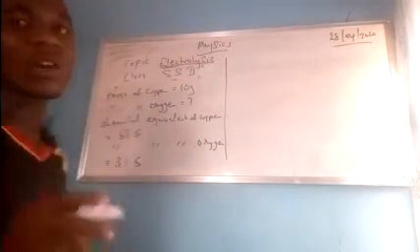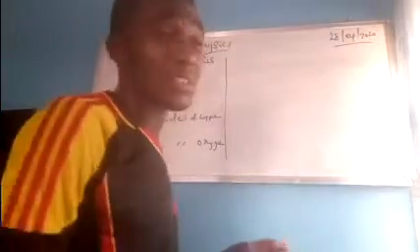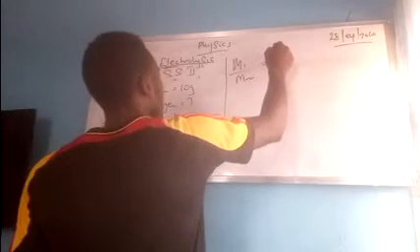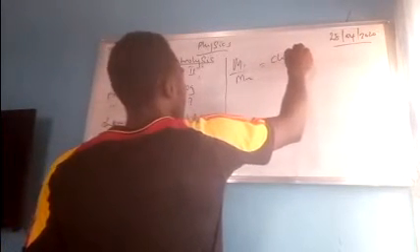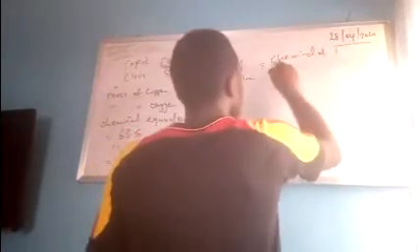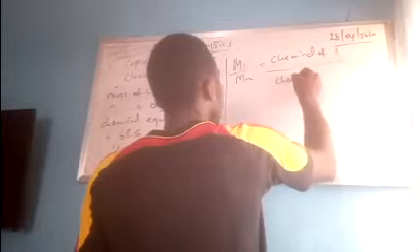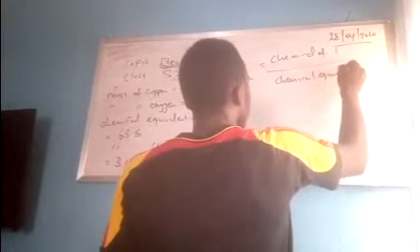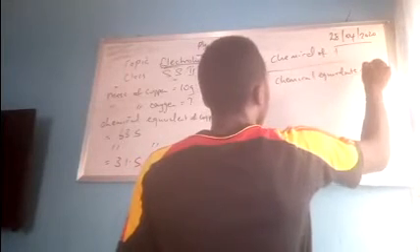Now, using Faraday's second law of electrolysis, you know that M1 over M2 is equal to the chemical equivalent of 1 over the chemical equivalent of 2.